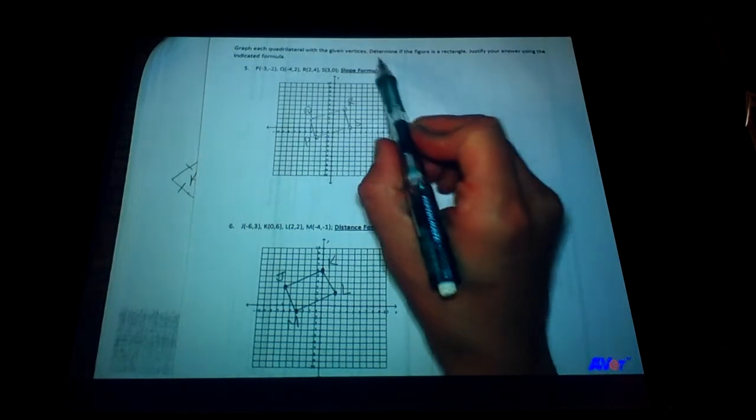We have 2 other examples here. This is awesome geometry. I've already gone ahead and graphed each quadrilateral according to the directions. If you need to pause, which you probably do, plot those 4 points, grab a ruler and connect them, and make your quadrilateral. And we want to determine if this is a rectangle.